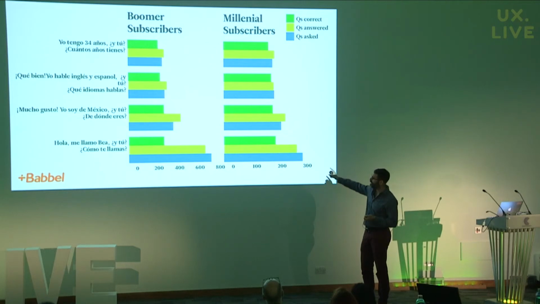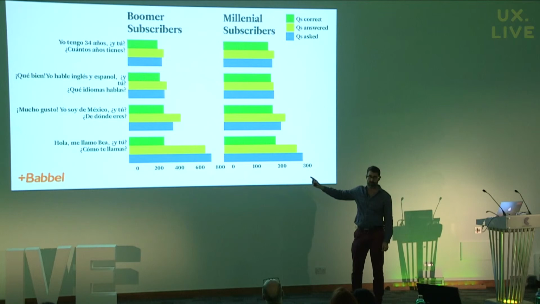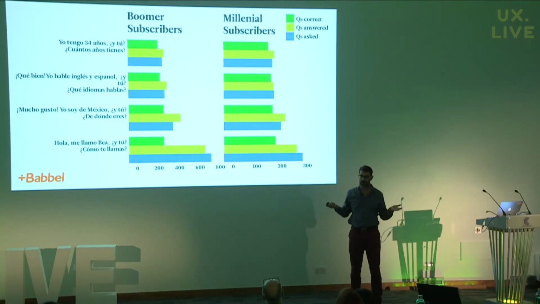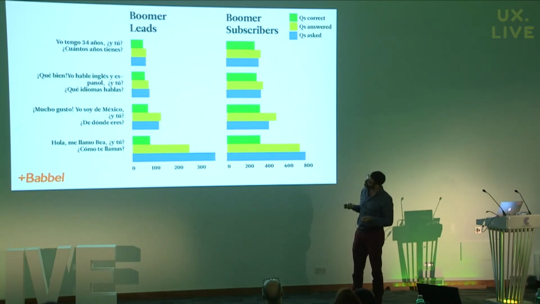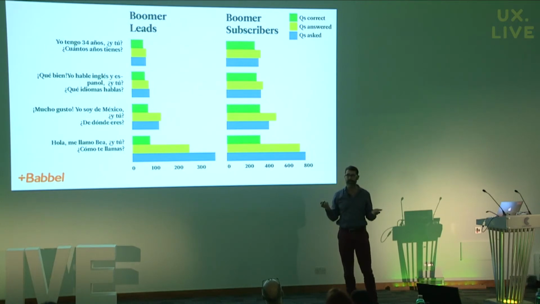But if you look at the ratio of green to yellow, you can see that millennial subscribers did a lot better than boomer subscribers. Come to any conclusion you want, those are the facts. We looked differently, and we looked at boomers versus boomer leads versus boomer subscribers, and you can see that boomer subscribers actually performed better than boomer leads. And the obvious conclusion is that Babbel actually works.